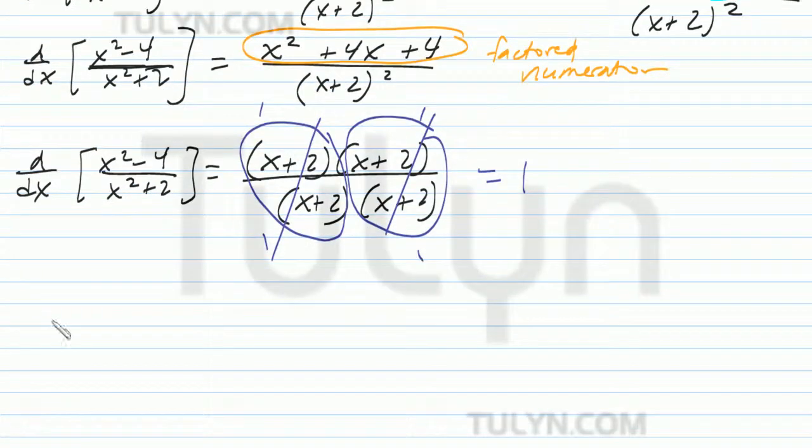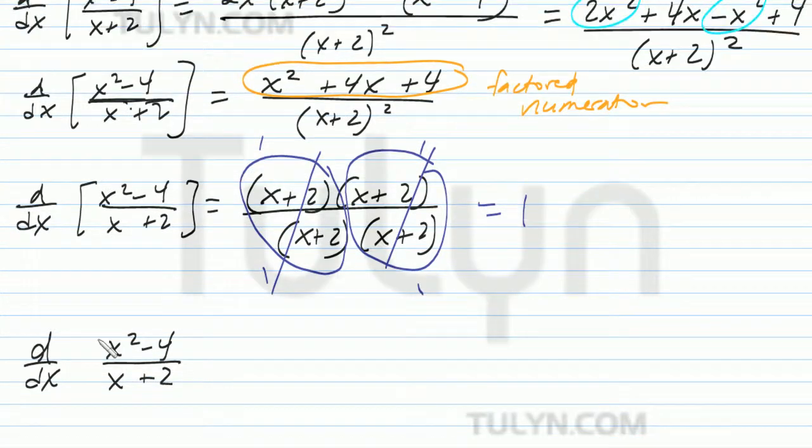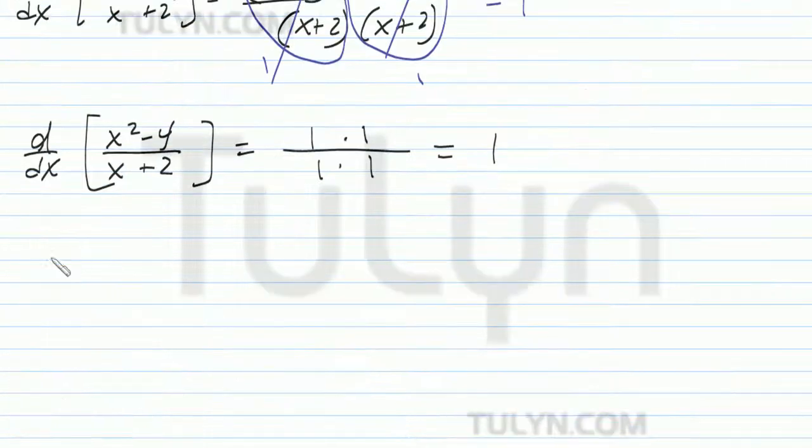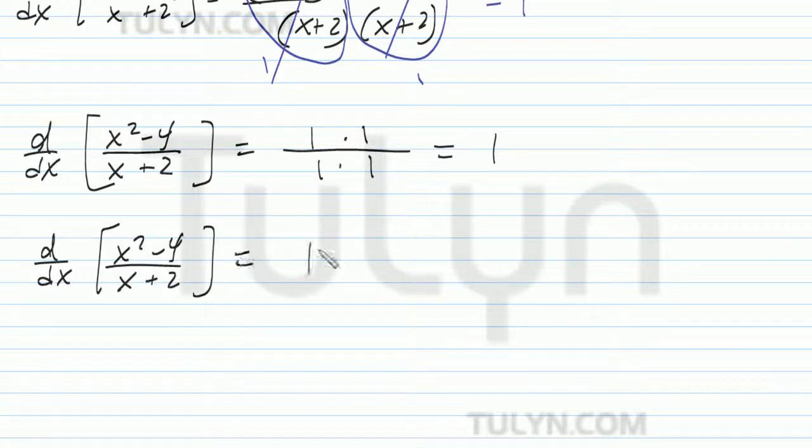So the derivative with respect to x of x squared minus 4 divided by x plus 2 is going to be as follows. Equals 1 times 1 over 1 times 1 equals 1. So then the derivative of x squared minus 4 over x plus 2 is going to be equal to 1.